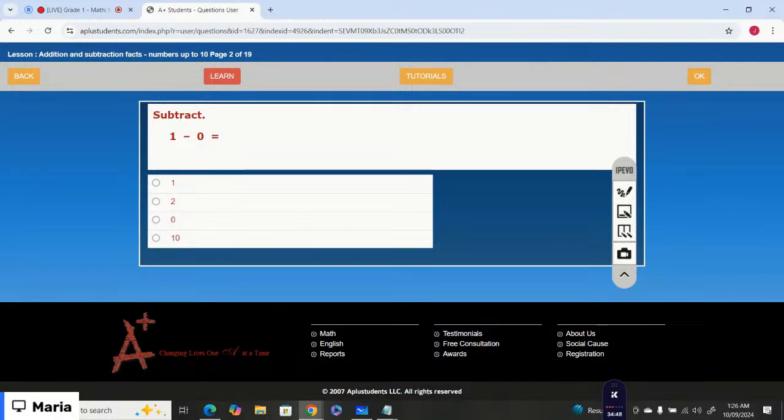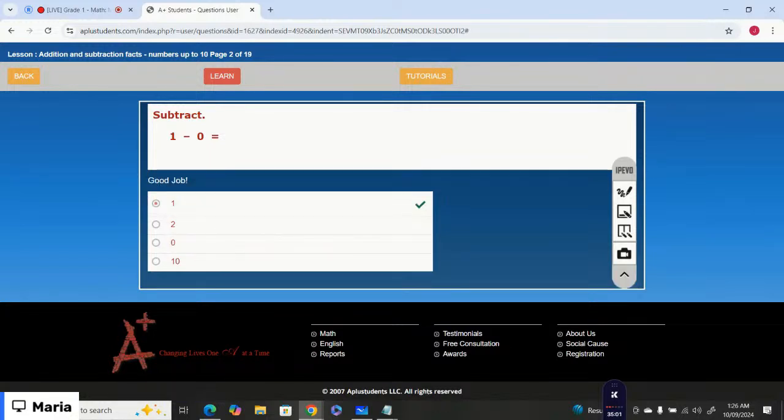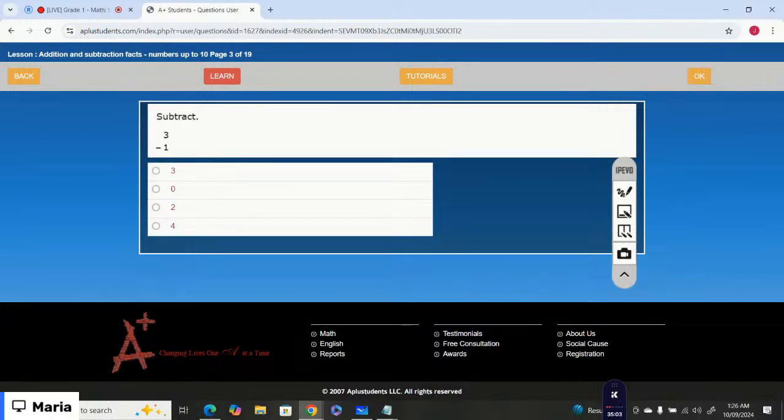So 1 take away 0, you have to subtract. Subtracting 0 from any number, the number stays the same. 1 take away 0 is 1. The correct option is 1. The next one is 3 take away 1. So which is the correct option? 3 take away 1 is 2. The correct option is 2.